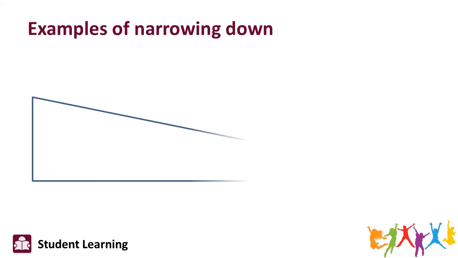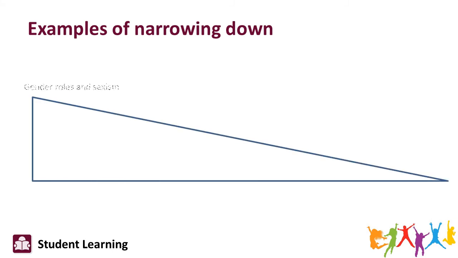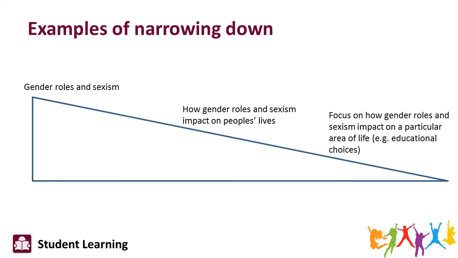In this next example, let's imagine that our starting point is an interest in gender roles and sexism. This might lead you to think more about how these issues can impact upon the lives of women and men. For an assignment, though, it would be more sensible to narrow things down even further and think about perhaps the impact on a particular area of activity, for example, the choices that men and women make about what to study and why.